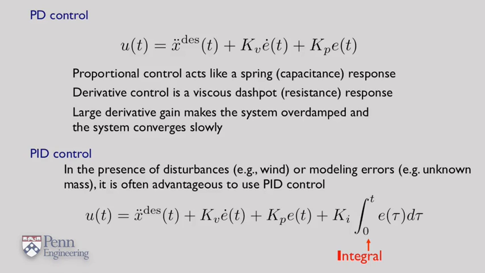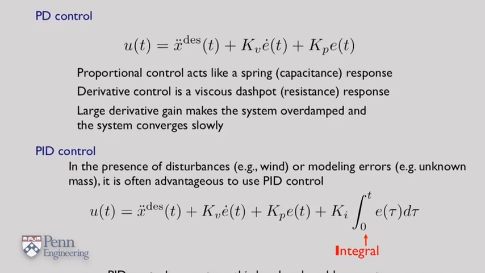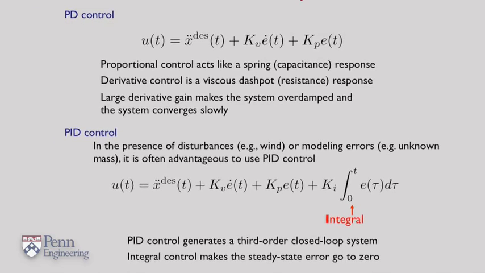The downside of adding this additional term is that your differential equation now becomes a third-order differential equation. The reason for that is you've suddenly added an integral in the mix, and if you want to eliminate the integral, you have to differentiate the whole equation one more time, introducing a third derivative. However, the benefit of this is that this integral term will make the error go to zero eventually.